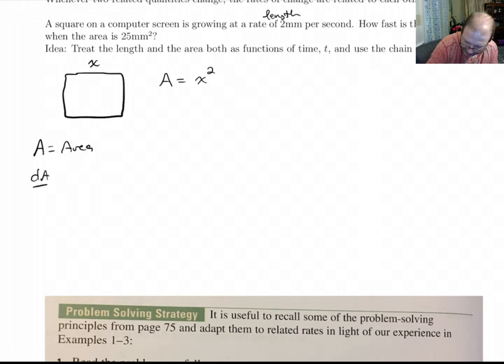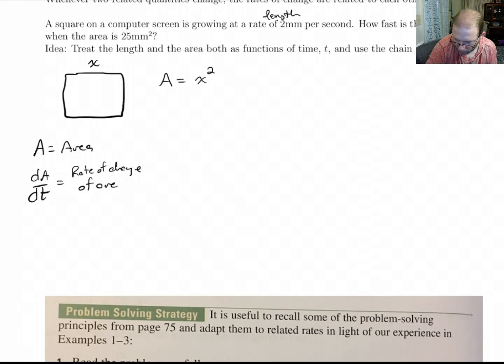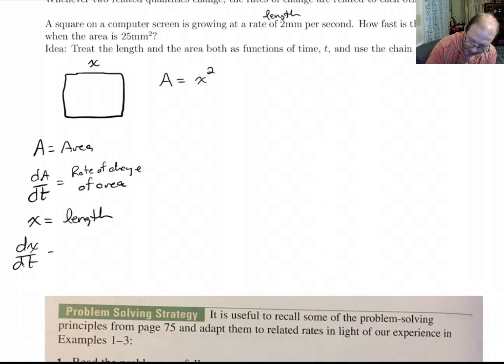dA/dt is the rate of change of the area. The variable t, we're not really going to do much with it in this problem, but we will use it on the bottom of our derivatives because we're looking at the rate of change of area with respect to time. And likewise, x is the length, and dx/dt is the rate of change of the length.